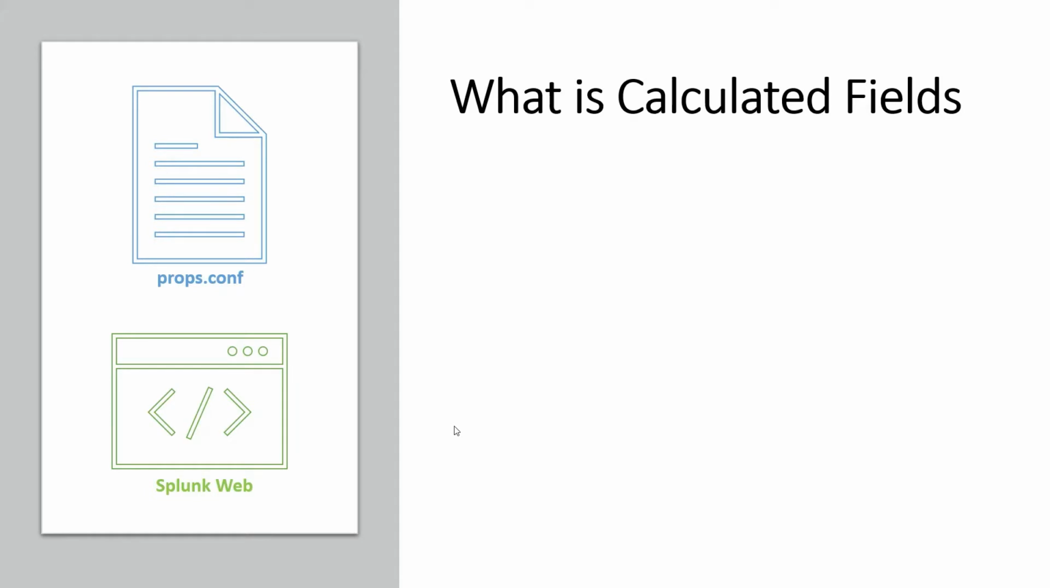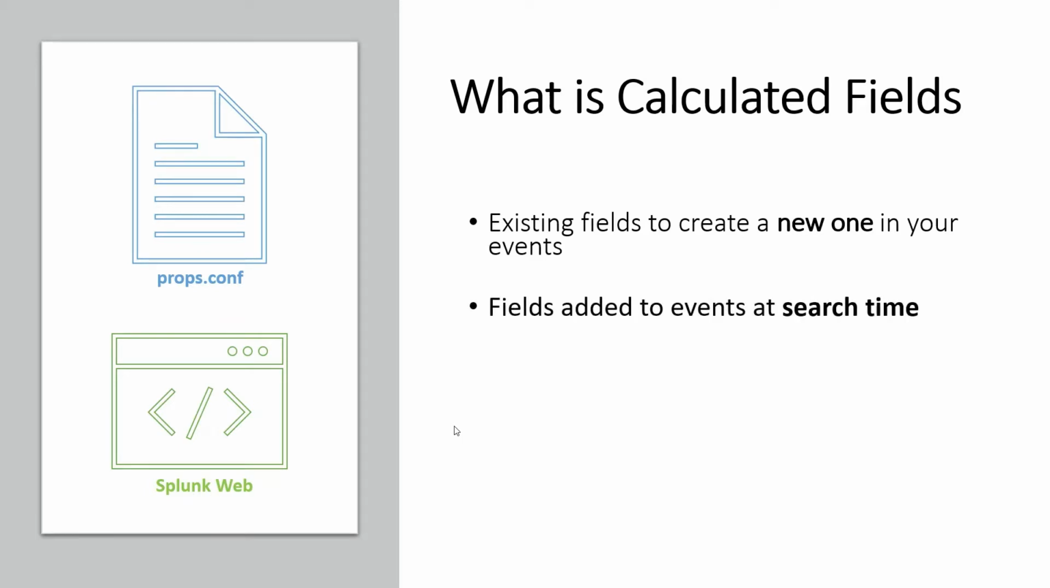We use the values of two or more fields to create the calculated fields in our events, and these are fields which are added at search time so that we can see these newly created calculated fields in our events. We can also use the name of an existing field as a calculated field, but in that case it will override the value of your original field in the event.